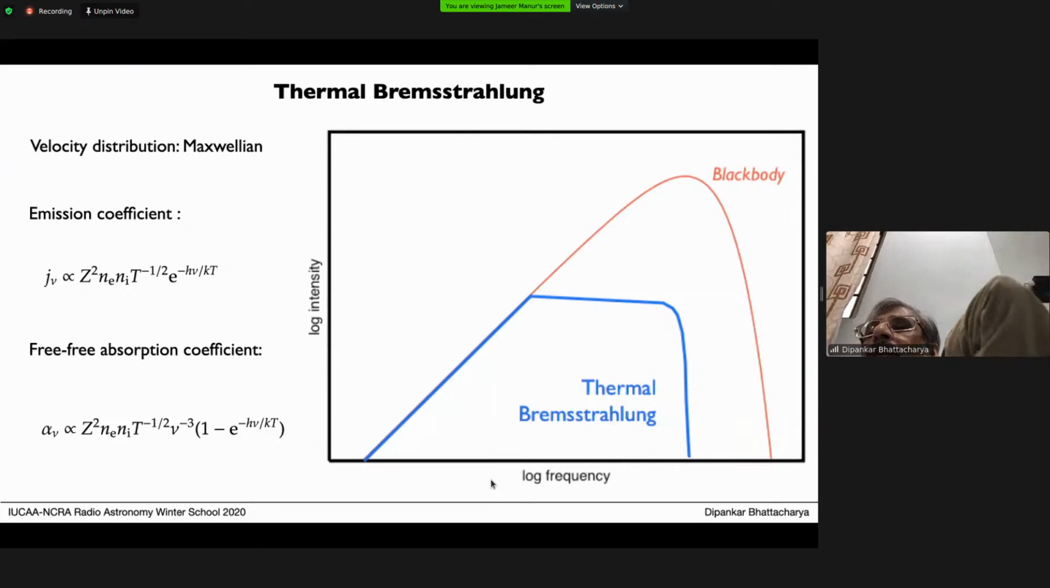Depending on the size of the source, the density of the source, the temperature, and so on, the exact point of where it becomes optically thick will be decided. And different sources have different ranges of frequencies over which this happens. Next slide, please.